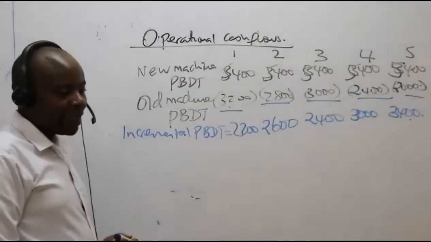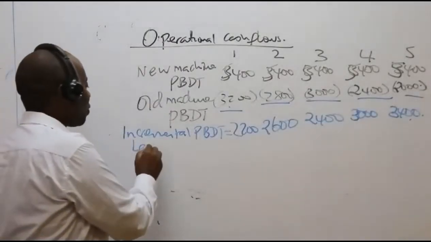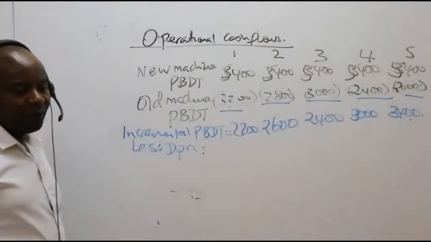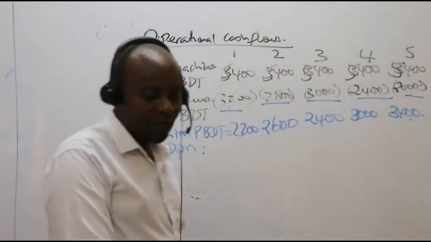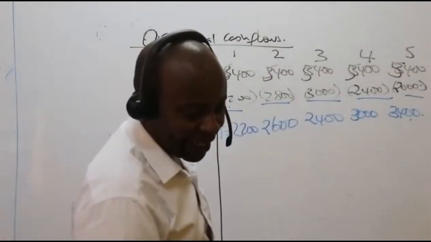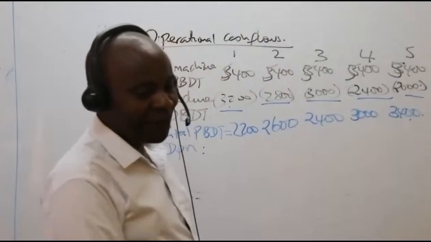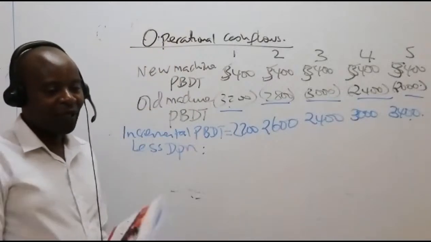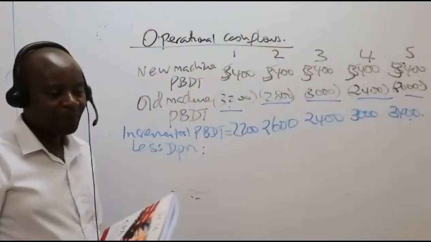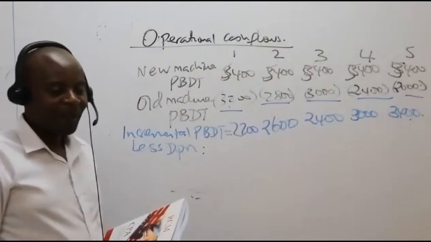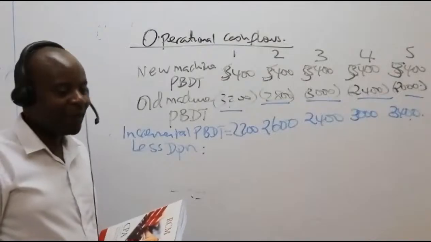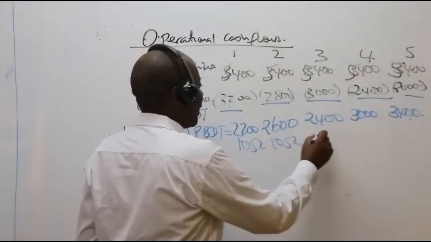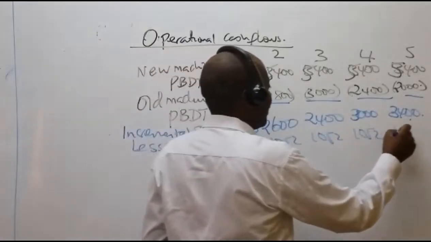So once I get that, I need to come and subtract the incremental depreciation. So less our depreciation. Are you able to remember our depreciation, the incremental one? What figures are we getting? Somebody there? The incremental depreciation, do we still remember it? 1052. It's a regular one.